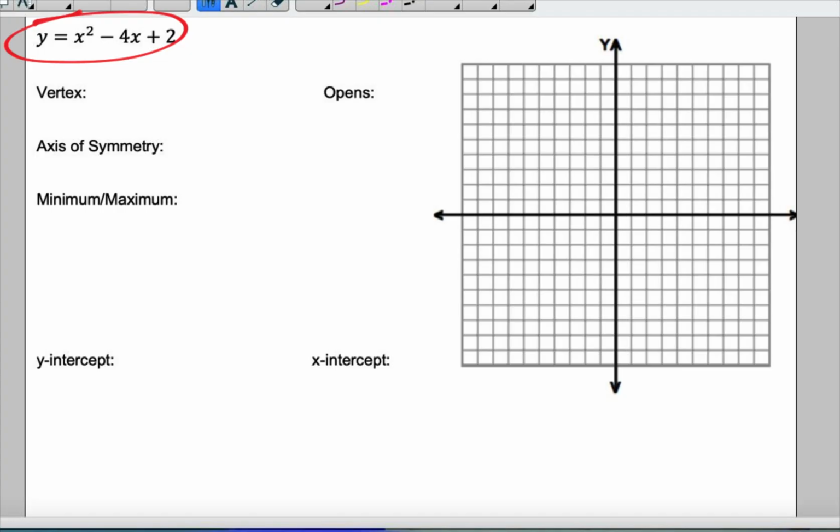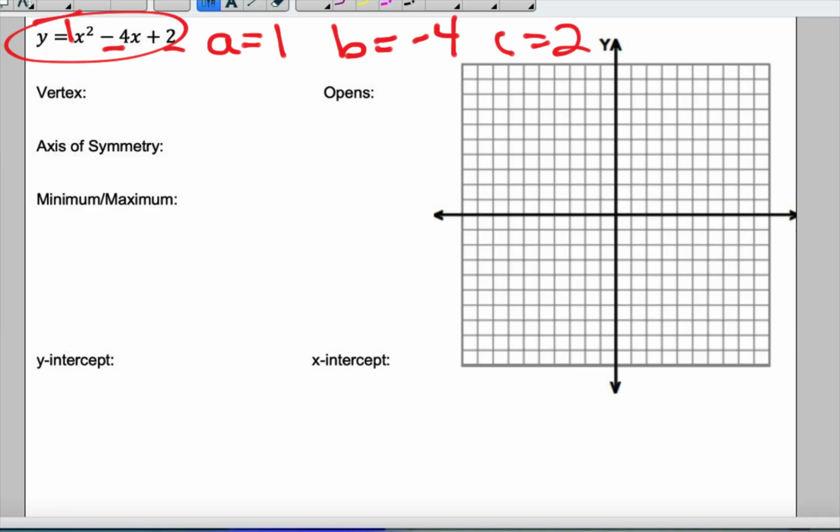If you want, you can say that the a value is the number in front of x squared. So if you don't see a value, it's 1. The b value is the next one that you see, so that's -4. And then the c value is the last one, which is +2. You don't have to write those, but I find that kids find it helpful if you write them all out.